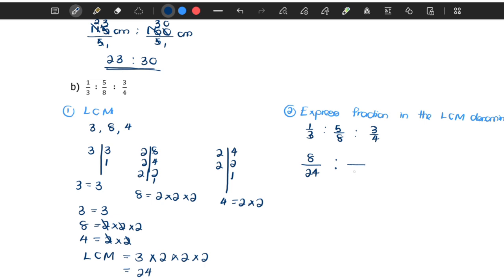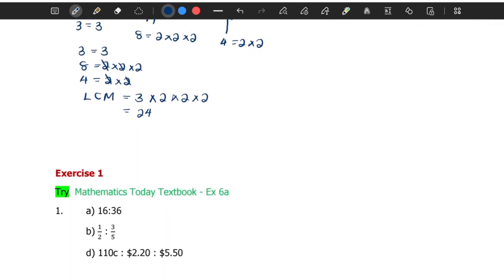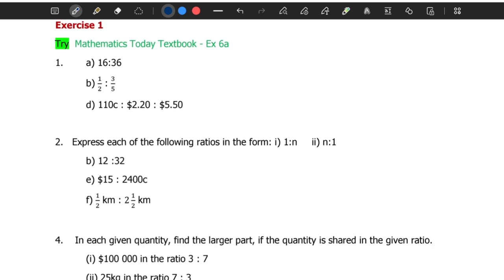And then 5 over 8, 8 into 24 is 3, times 5, that's 15. And then 4 into 24 is 6, times 3, that's 18. So as you can see, we have a common denominator, so that can then be simplified in that same aspect.